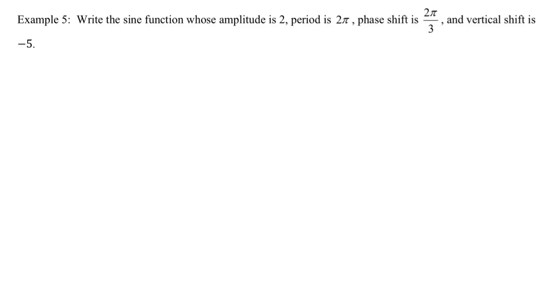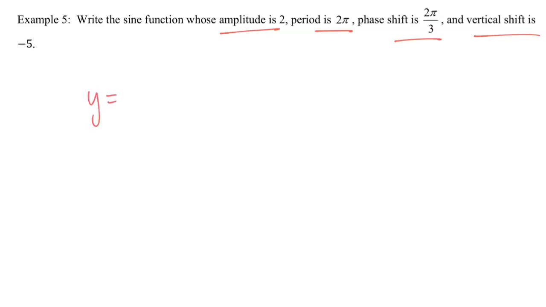Okay, example 5 will be similar to example 2 that we did earlier, except now we have an amplitude of 2, we have a period of 2 pi, we have a phase shift in this problem of 2 pi over 3, and we have a vertical shift of -5. So write the sine function.